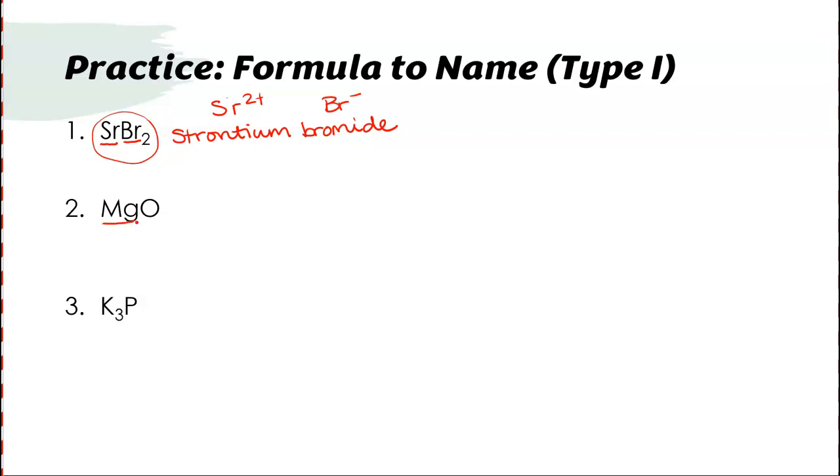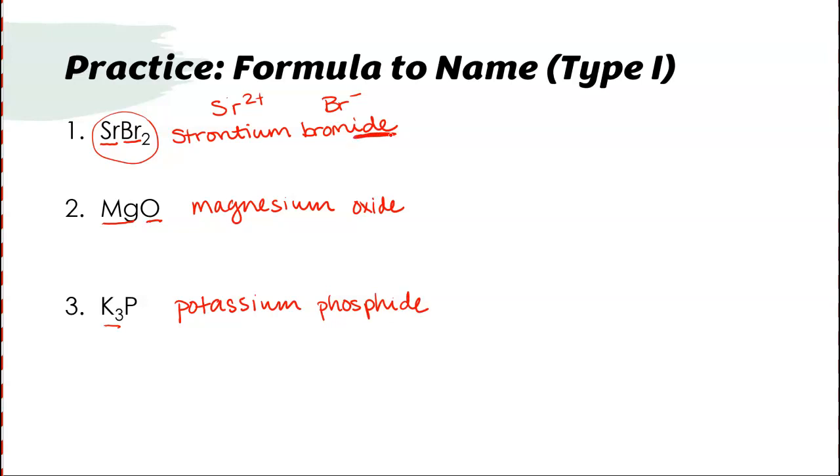So here we have magnesium and then an oxygen atom. And the way that you turn oxygen into an ion is to call it oxide. So we simply write magnesium oxide. And then finally, we have potassium and then phosphorus, which becomes phosphide. Now remember, you change the ending of the anion to "ide" when writing these names.